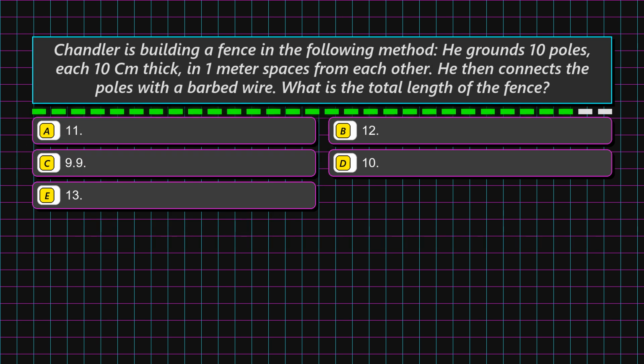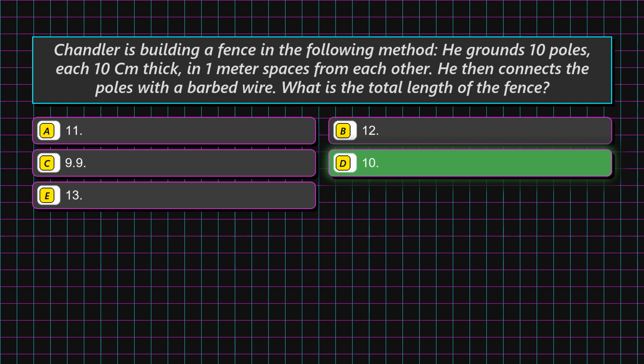Question 6. Chandler is building a fence in the following method. He grounds 10 poles, each 10 centimeters thick, in 1 meter spaces from each other. He then connects the poles with a barbed wire. What is the total length of the fence? Option A, 11. Option B, 12. Option C, 9.9. Option D, 10. Option E, 13.